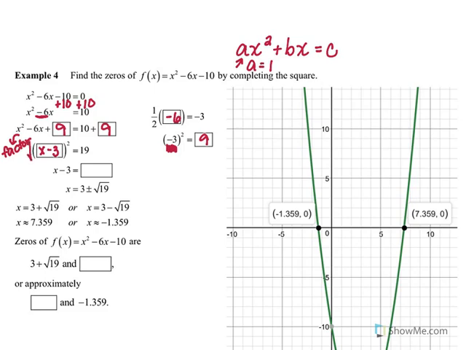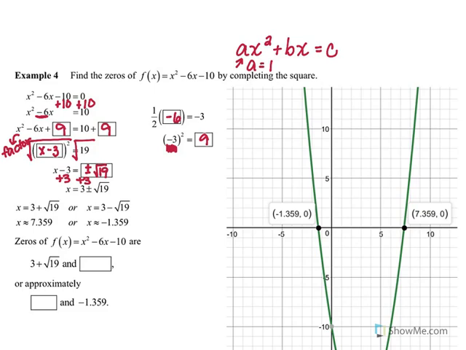Okay, so to get rid of the square, we're going to take the square root. This gives me x - 3 is equal to plus or minus the square root of 19. x isn't quite by itself yet, so I need to add 3 to both sides. When I add 3 to both sides, I end up with 3 plus or minus the square root of 19.